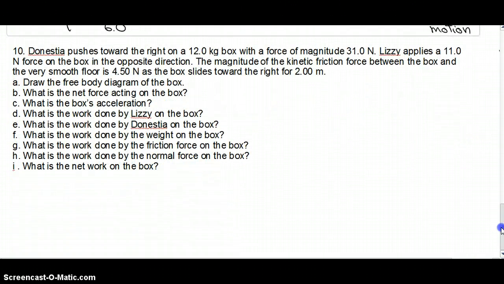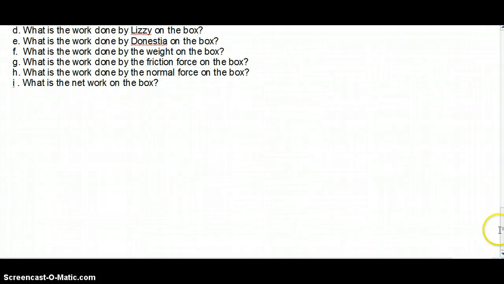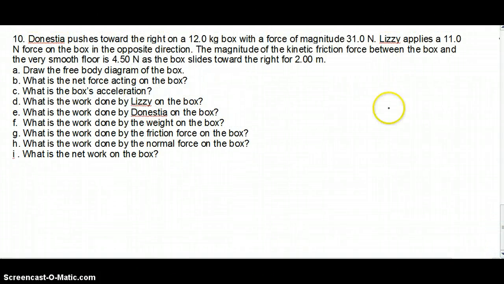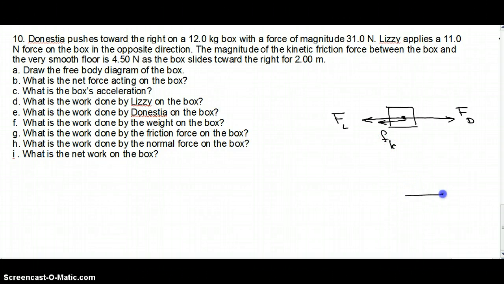Question number 6. Here we have a box that is being pushed by Donesia to the right, and also by Lizzie to the left. We have the force of friction. Friction is to the left, and we know that because the direction of motion is to the right. Friction is always opposite to the direction of motion. That's friction. It opposes motion.